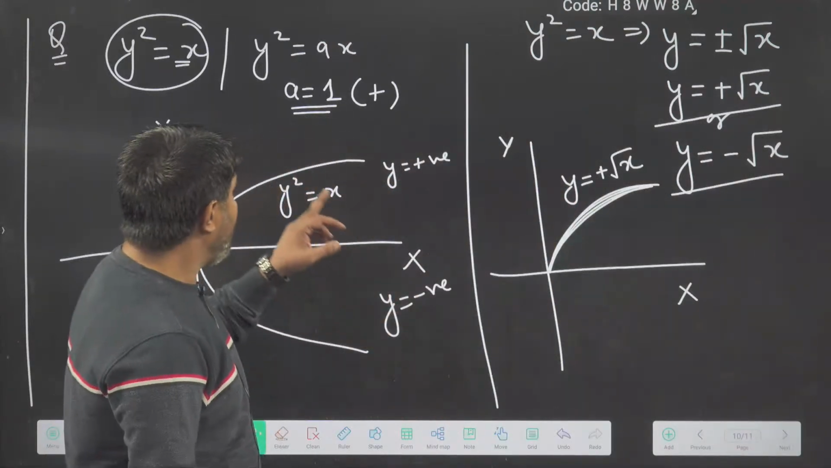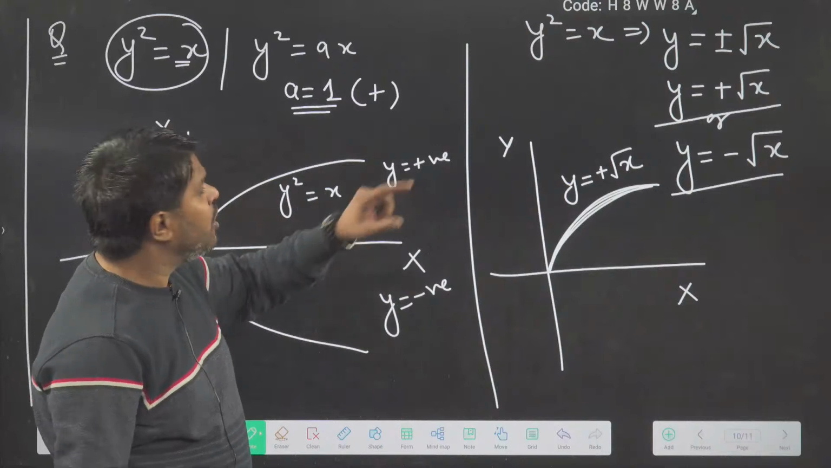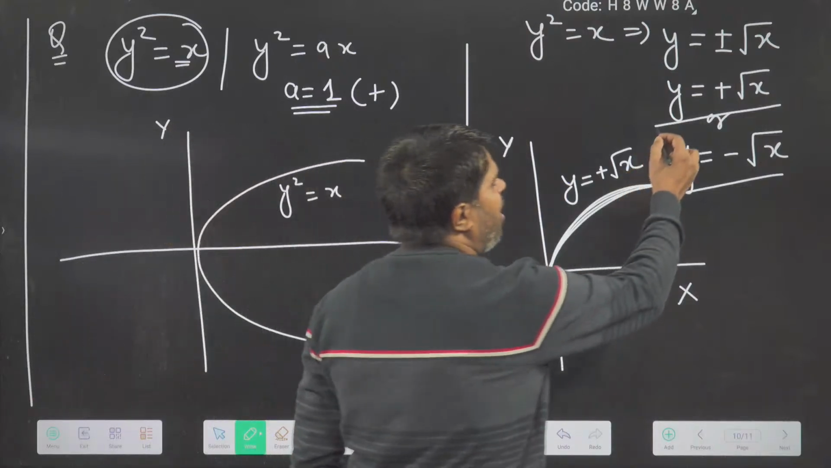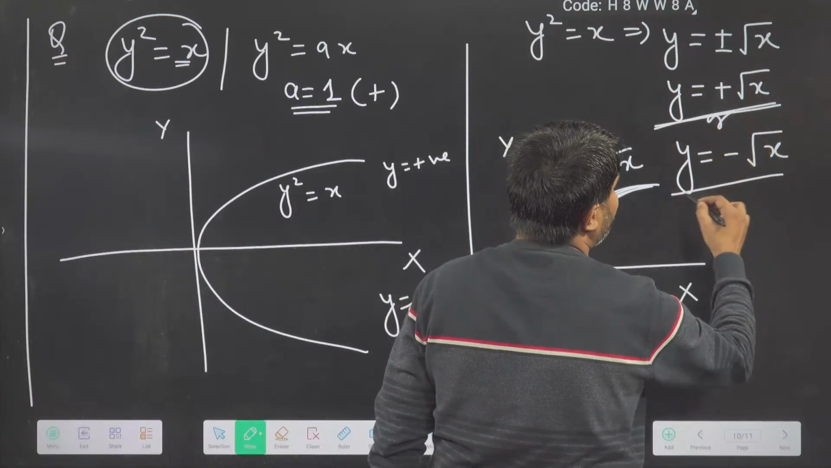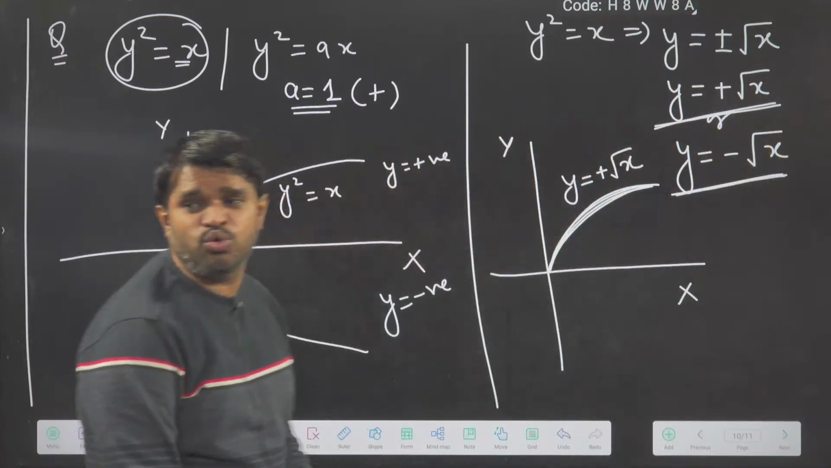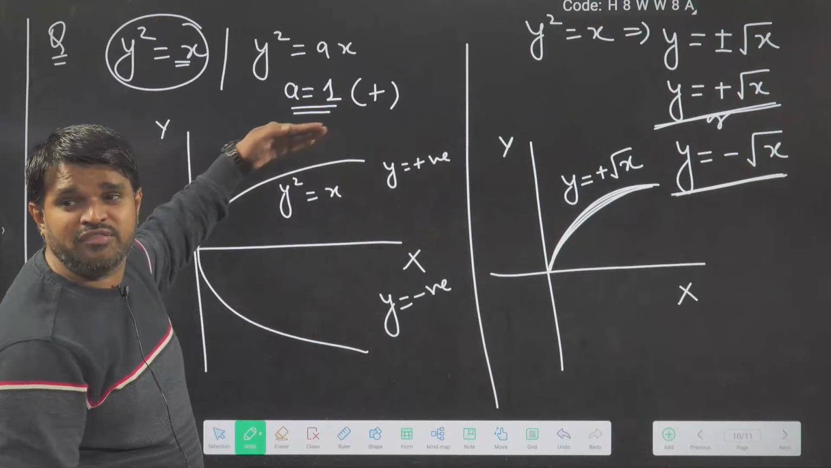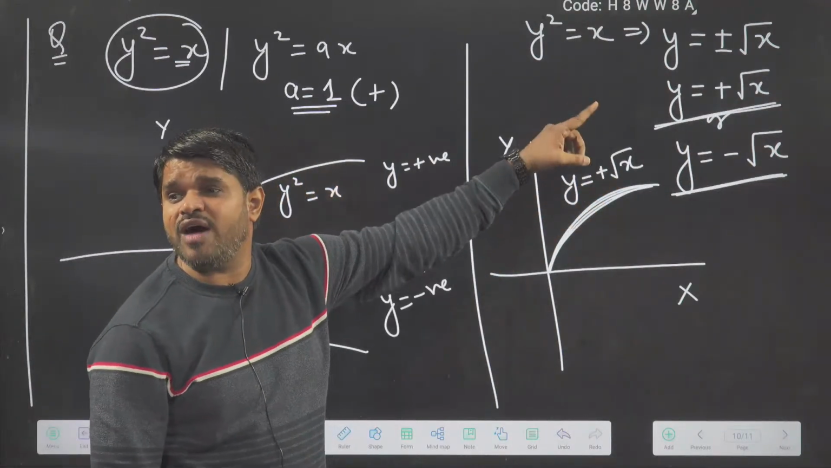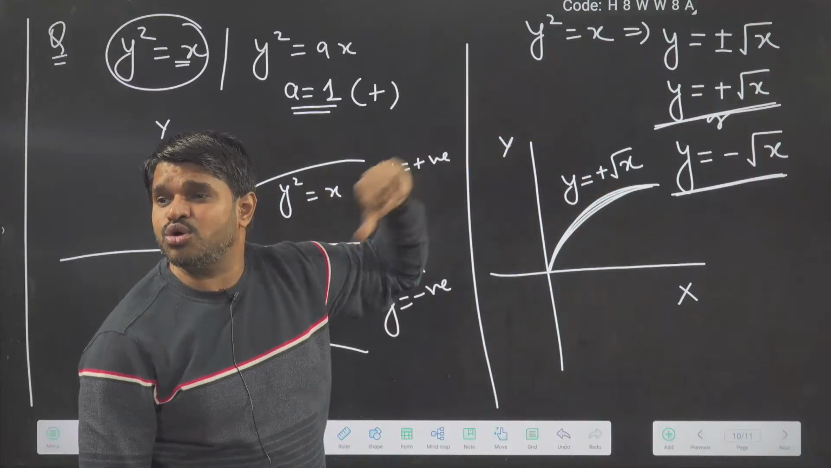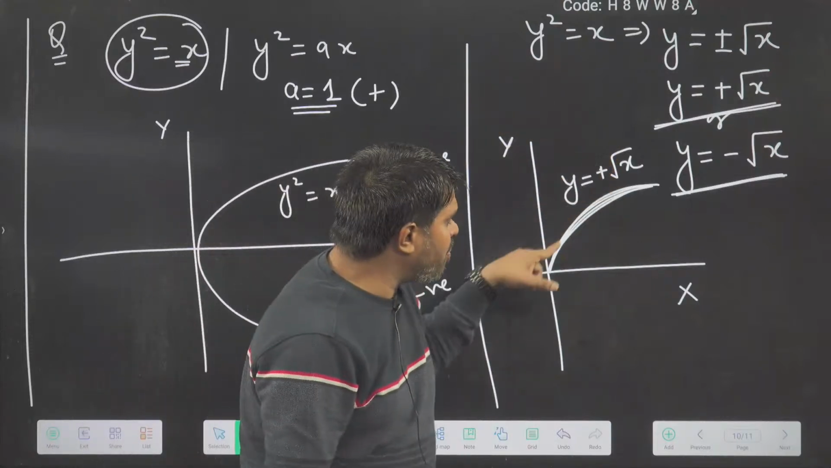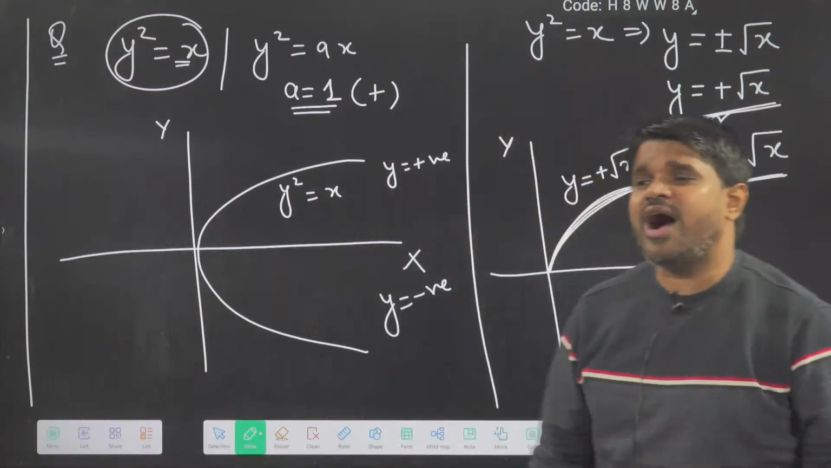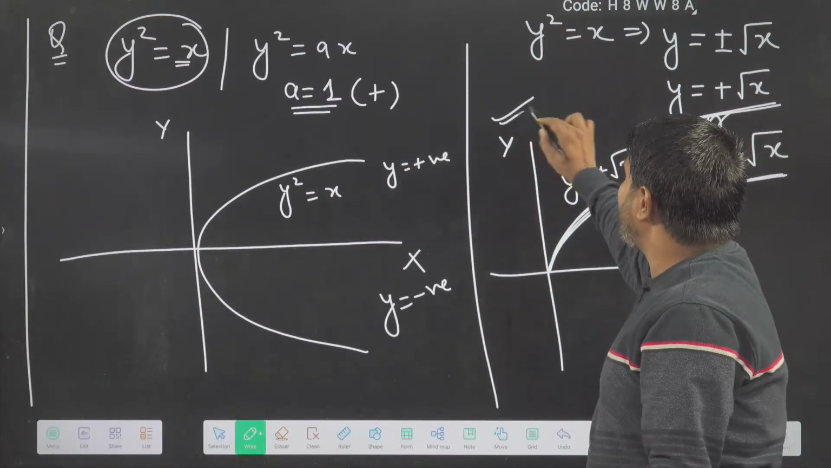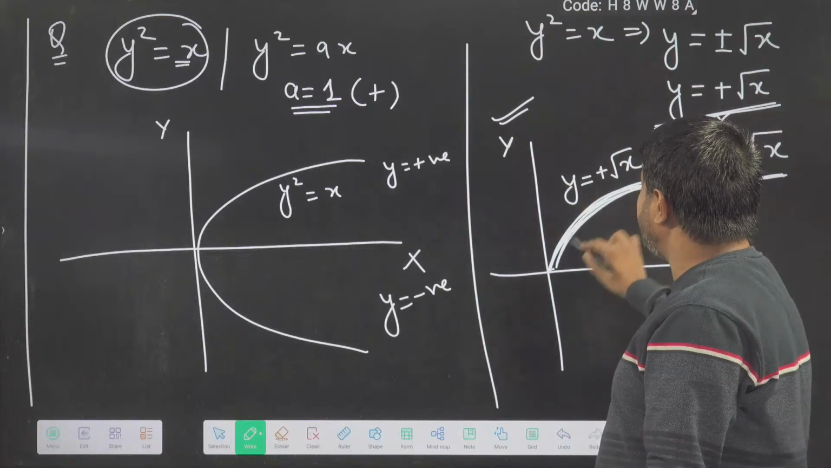Again understand, y square equals x. So I can write y as plus minus under root x. One value of y is plus under root x, one value of y is minus under root x. Y is positive above the x-axis. So the upper part of the graph is giving you y equals plus root x. And the lower part of this graph will give you y equals minus root x. So first of all, write this is the graph of y equals root x.